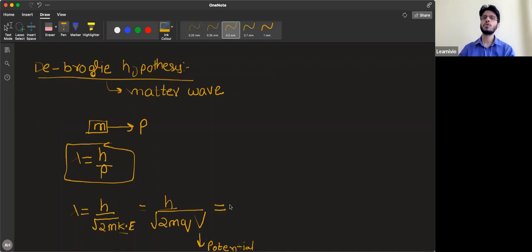If you want, you can write this in one more form. You can write this in terms of temperature also. Kinetic energy can be written as 3 by 2 Boltzmann constant times temperature. So this expression can also be written in terms of temperature, lambda equals h by root of 3m k T, where k is Boltzmann's constant. So you should remember all these expressions.